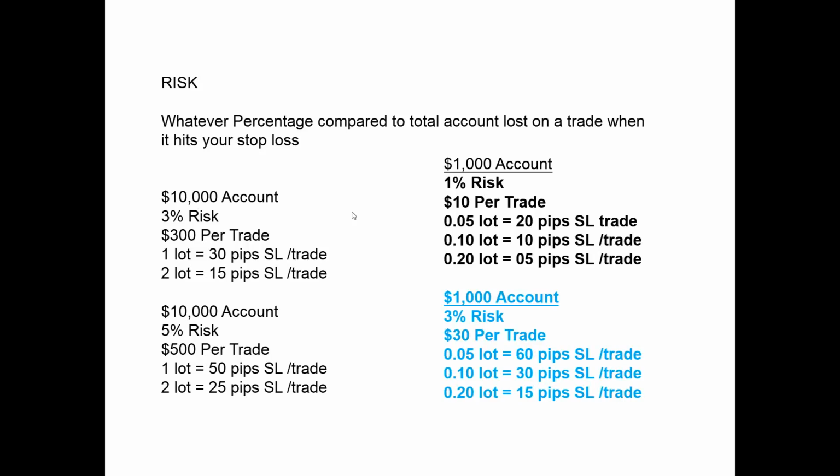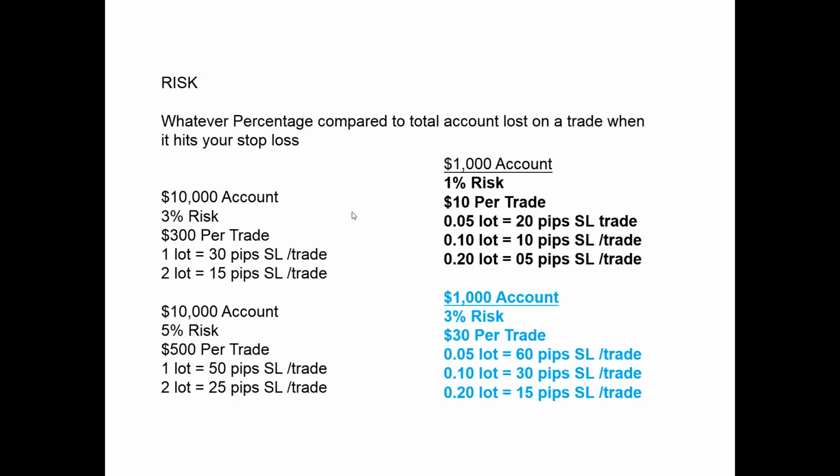So a 0.20 lot, I'm sorry, I'm already thinking 20 lots. A 0.20 lot, you're only going to be able to have a 5 pip stop loss before you lose the $10, the 1% of your account. Okay, these are just guidelines, like I said. Write them down. Maybe you can adjust your trading depending on your account size.